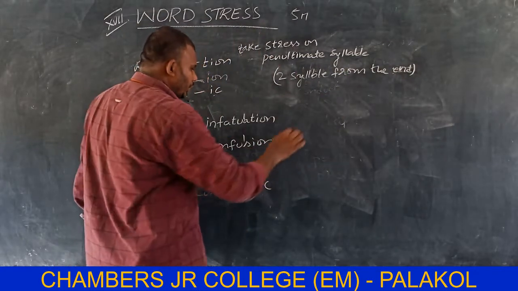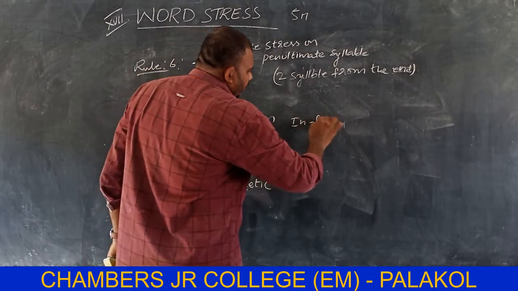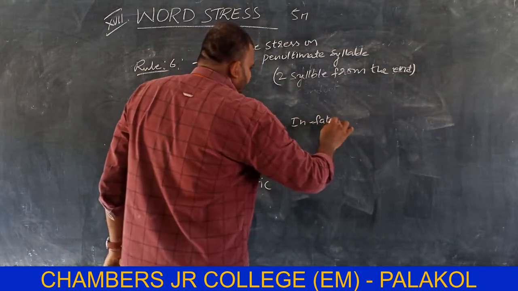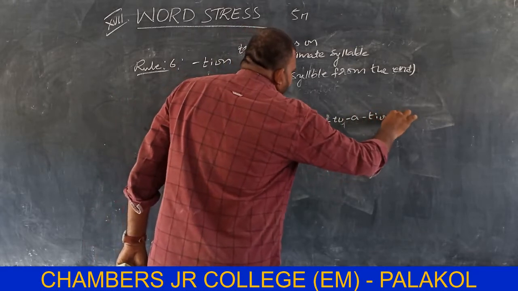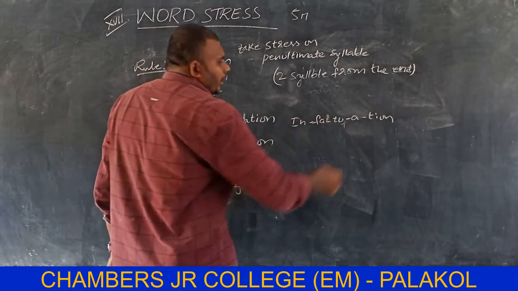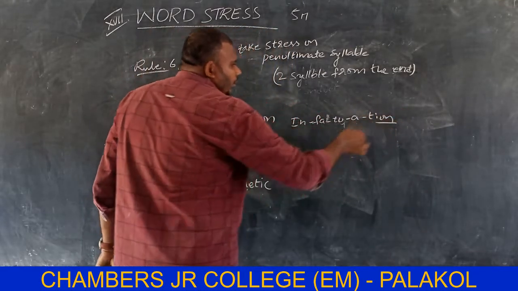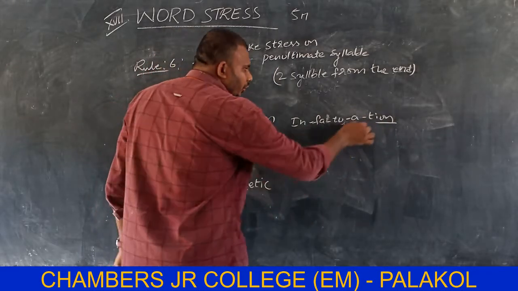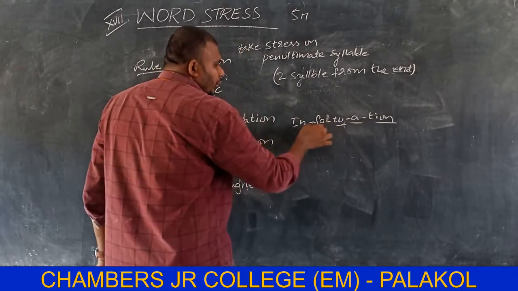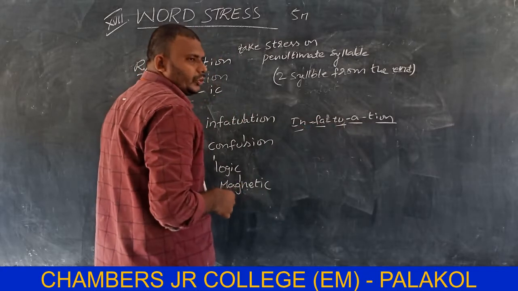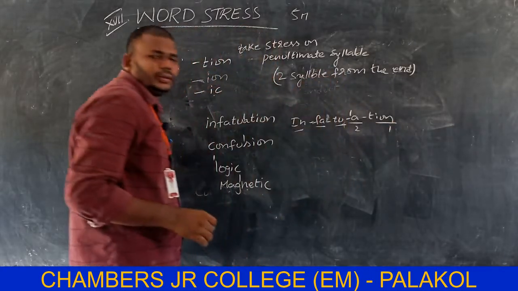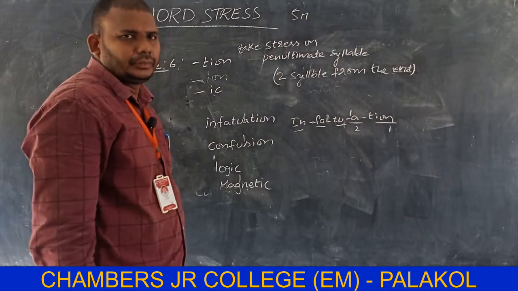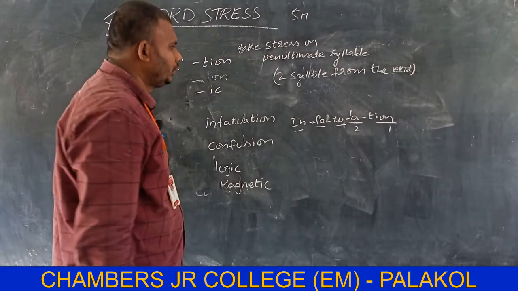Dividing it for your convenience. See it in infatuation. The syllable ends with the TION. The first syllable from the end, the second syllable from the end, the third syllable, fourth syllable, and fifth one. So this is the first one and the second one. That's why I put the stress mark on A. Is it clear?